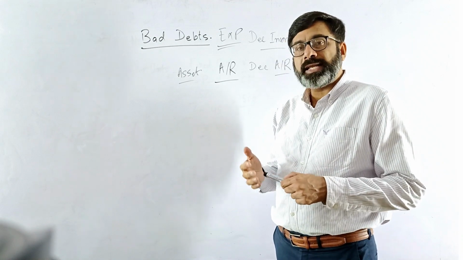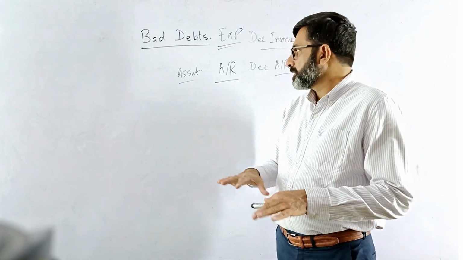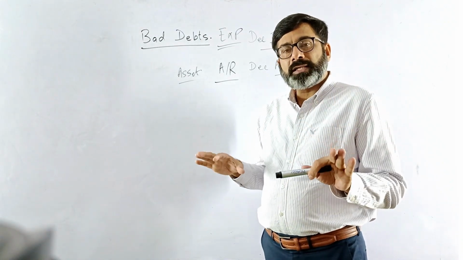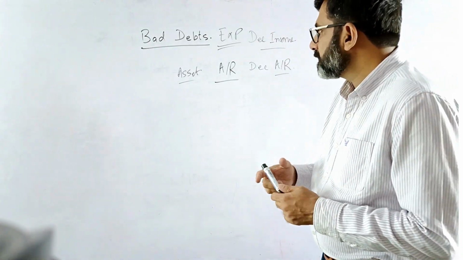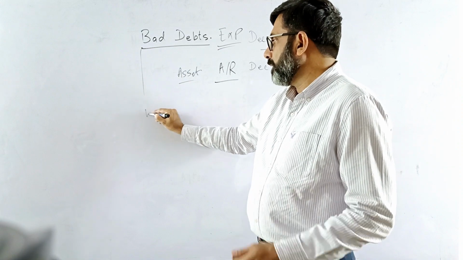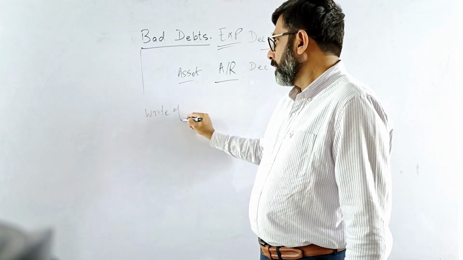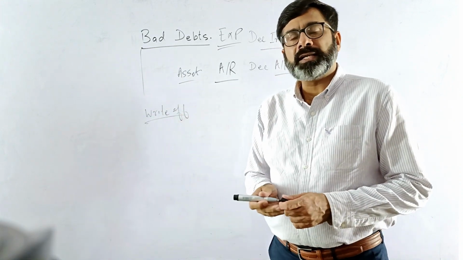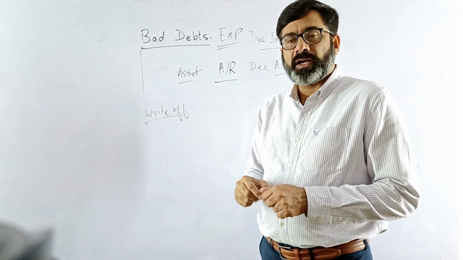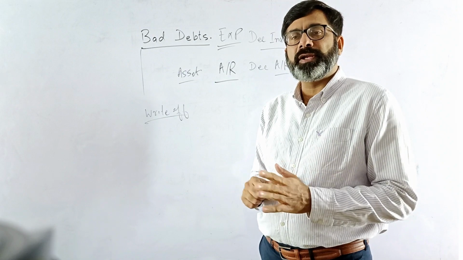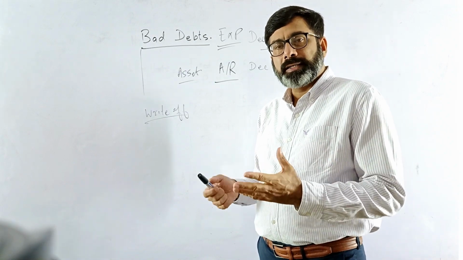Now, how to deal with bad debts, meaning how we record these bad debts in the financial statements. We have two methods. First of all, we have simply write off. Write off means that we are just writing it off from the books of accounts without creating any provision or any other amount.